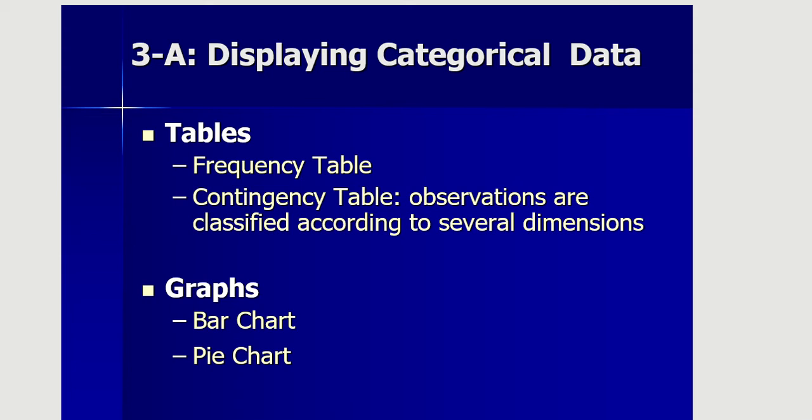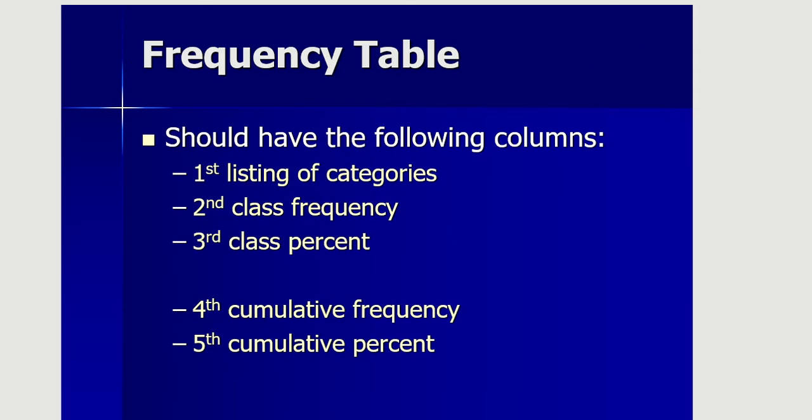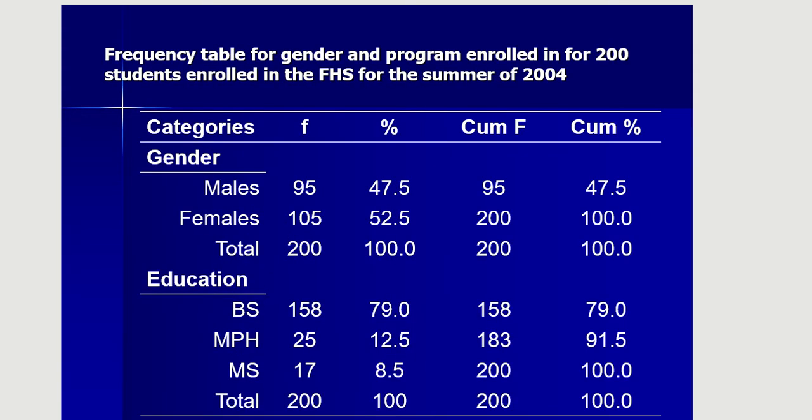For tables, it's very simple. You just have to list the categories of the variable, and then list the frequency and the percentages, which we have discussed as part of summarizing the data. But sometimes we also add the cumulative frequency and the cumulative percent.